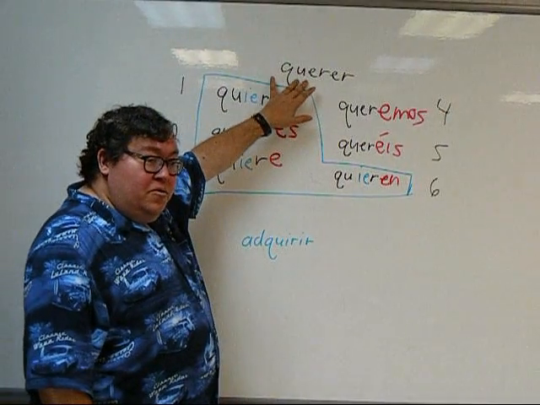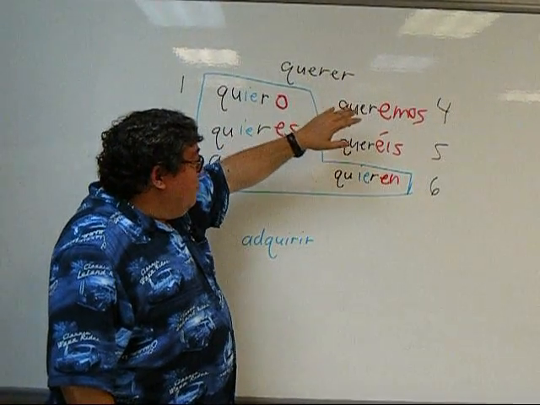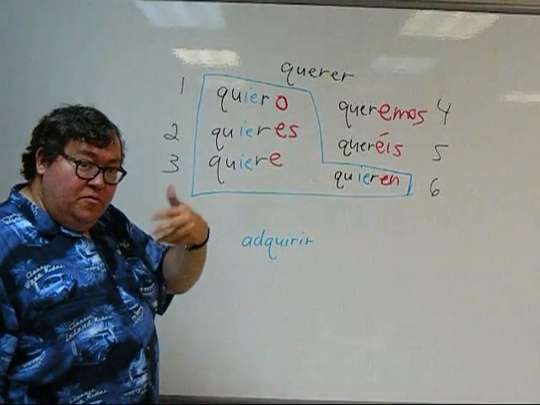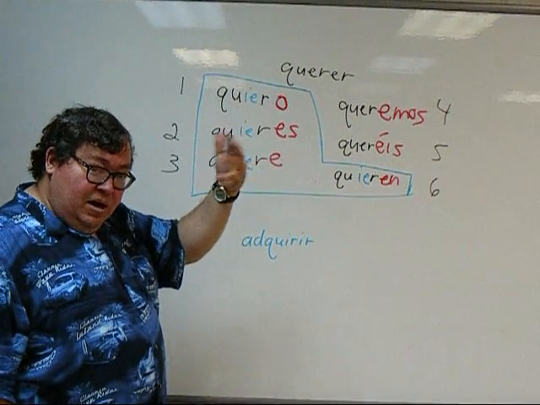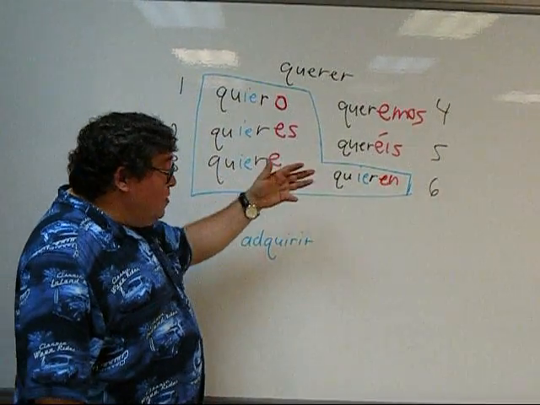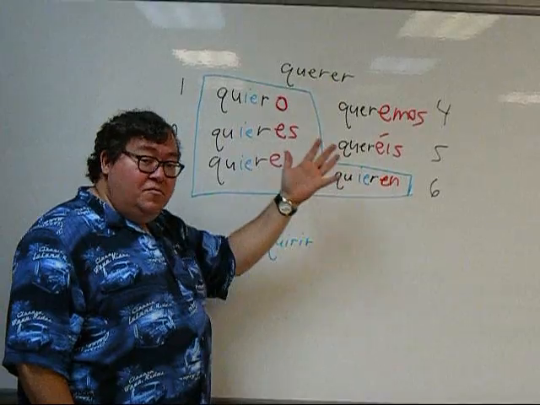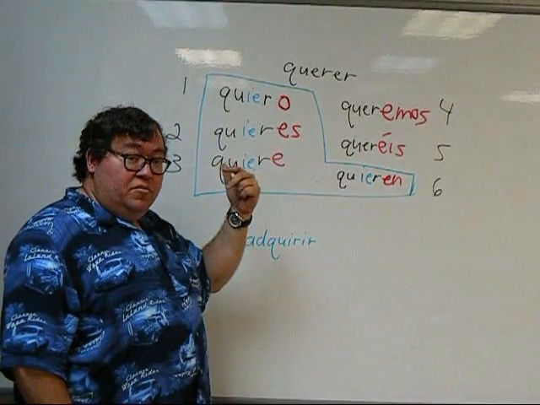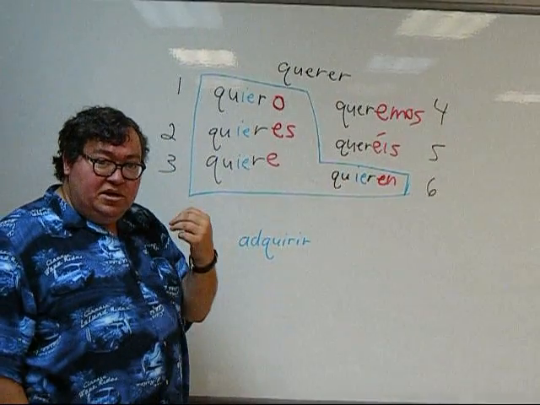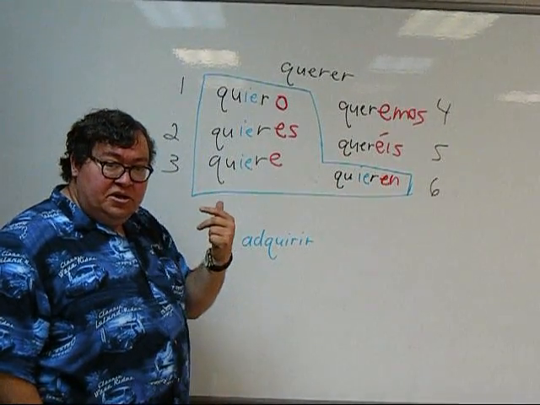This is the stem, the Q-U-E-R, and it's an ER verb. So it has ER verb endings. I have the verb endings here in red. You may remember those from previous classes when you learned your ER verb endings from the present tense. Here they are. And these stem change verbs use the same endings that you use for the regular verbs. But in this case, there is a stem change. And it changes in 4 places out of the 6 conjugations.